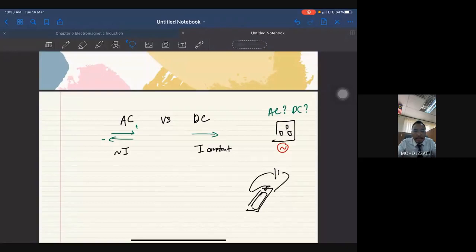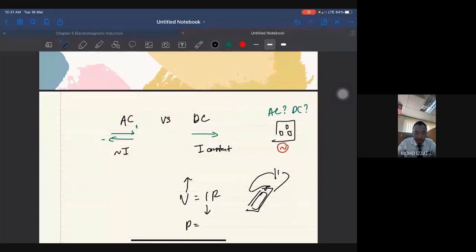High voltage, you can reduce the current. Based on Ohm's law, where V equals IR, if you still remember, if I have a very high voltage, that means my I will be small. And if I use the power formula, P equals I squared R, where power is basically the power loss, if I is small, then power loss is small. So that's the idea.